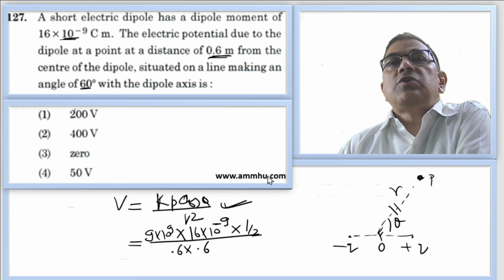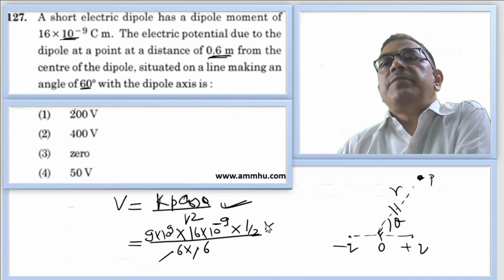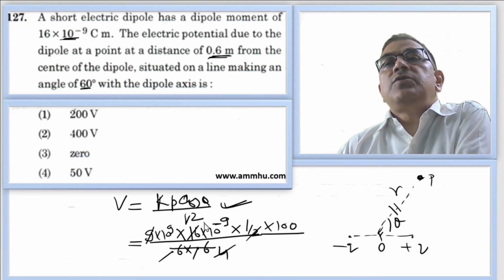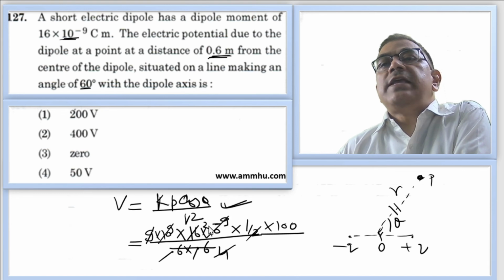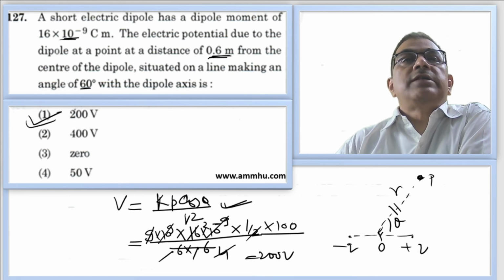Is that right? You solve it, and as you solve it, the decimals will make it 100. Is it right? 9 ones are 9, 4s are 36, and then this 2 will come in the denominator, that will make it 8. 8 2s are 16, minus 9 plus 9 will cancel. This becomes 200 volts. So this is the correct answer.